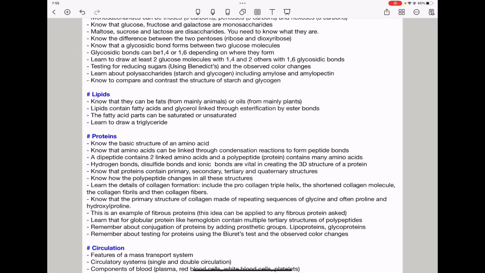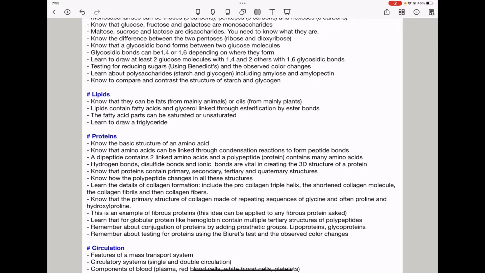Moving on to proteins, you need to know the basic structure of an amino acid. You need to know that amino acids can be linked through condensation reactions to form peptide bonds. You need to know that a dipeptide contains 2 linked amino acids, and a polypeptide, which is a protein, contains many amino acids that could be linked up.